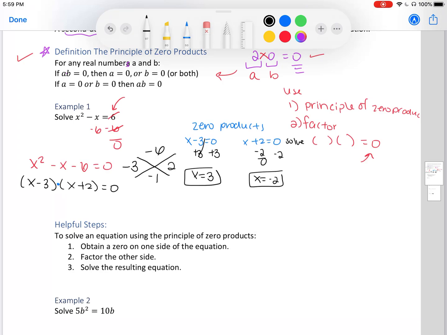All right, so here we have some helpful steps. To solve an equation using the principle of zero products, 1, you first want to obtain a 0 on one side of the equation. So you need that equals 0. So important. 2, factor the other side. 3, solve the resulting equation.